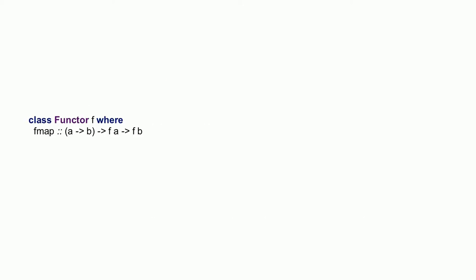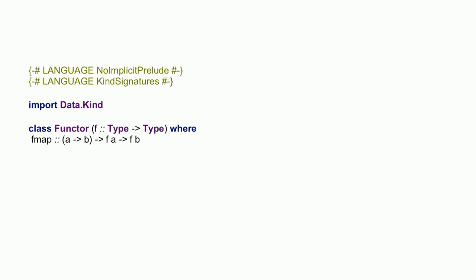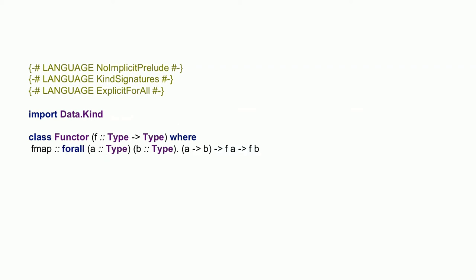So like we did for the maybe type, I want to take functor and write it out explicitly. So firstly, we'll supply a kind signature for the f. So f is of kind type to type. And then I'll just expand the a's and b's on the type of fmap.